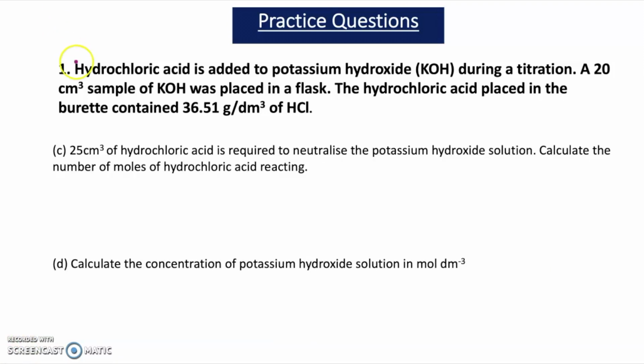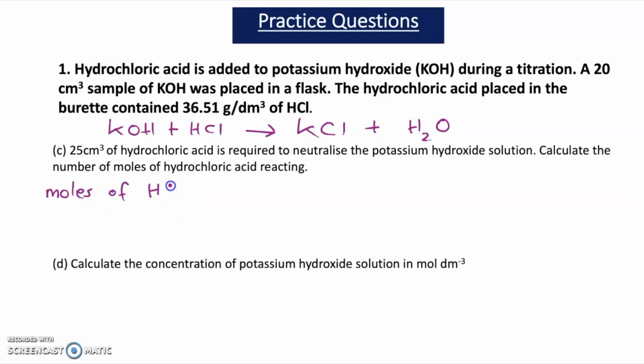Now part C states that 25 centimeters cubed of hydrochloric acid is required to neutralize the potassium hydroxide solution, and the question asks you to calculate the number of moles of hydrochloric acid reacting. I'm just going to rewrite the equation for this reaction to remind me that there's a 1-to-1 ratio of potassium hydroxide to hydrochloric acid. And that means that the moles of hydrochloric acid will be equal to the moles of KOH. So to work out the moles of hydrochloric acid reacting, I use the following equation: concentration over 1,000 times volume.